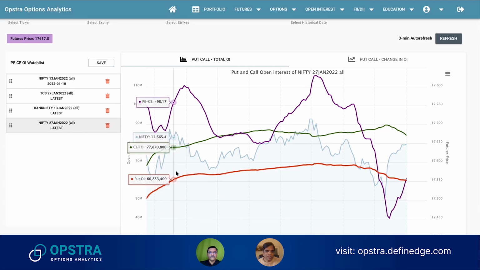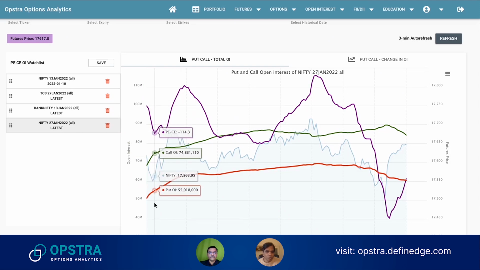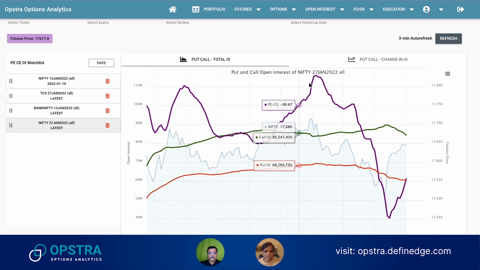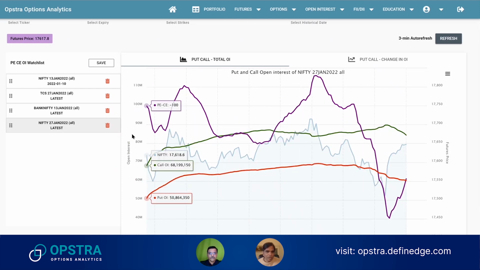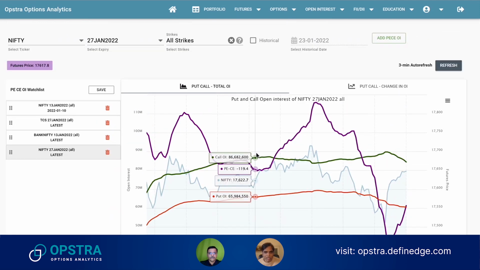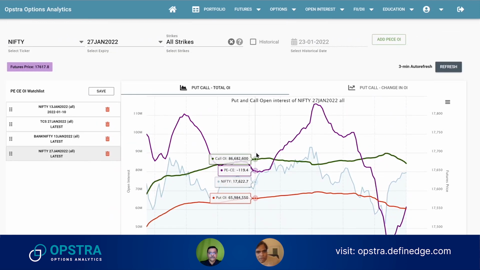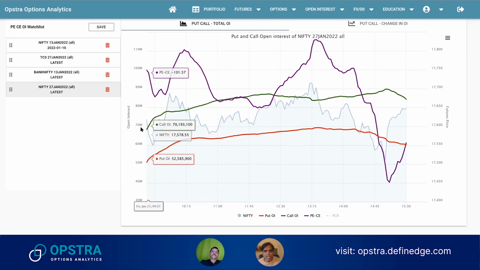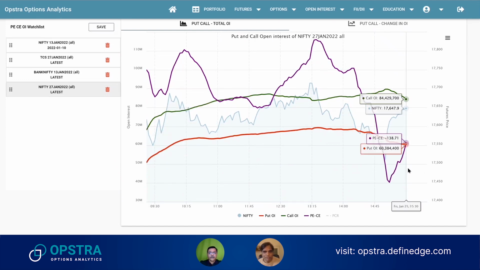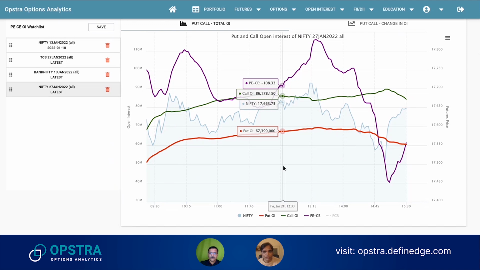And this is PE minus CE, and there's a formula using which we calculate this value, but it basically tracks how the change in open interest gets tracked using this PE minus CE value. Like when it is bullish, when it is bearish. Now this can be used for intraday trading. This is only for intraday. There is no historical, there is no yesterday's data. It is only intraday data.